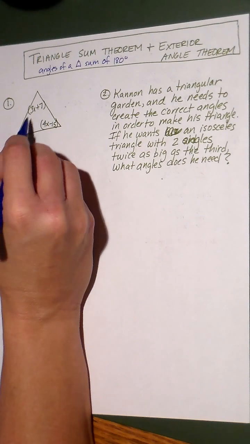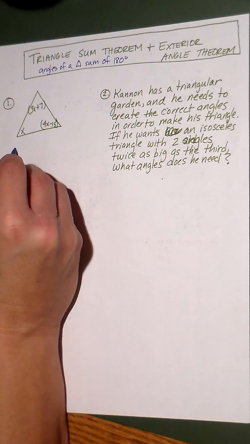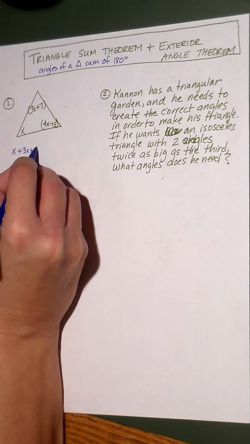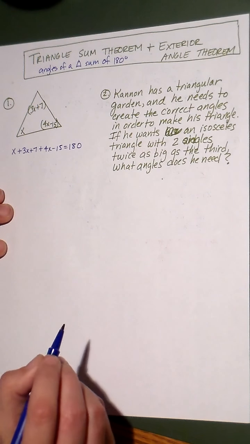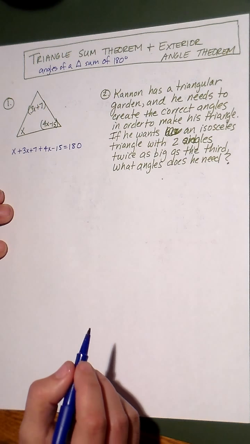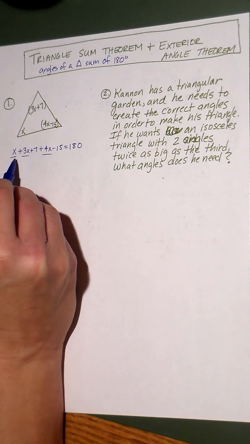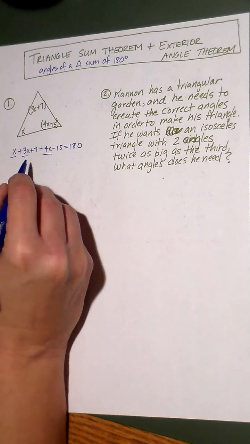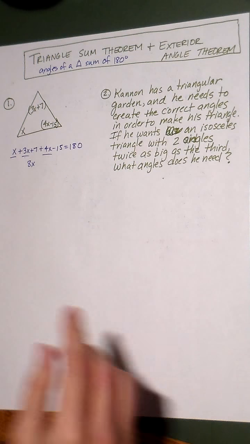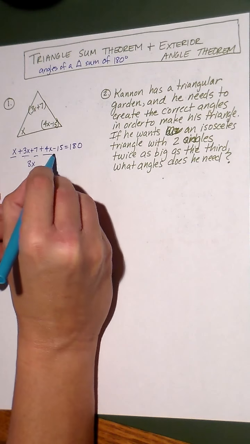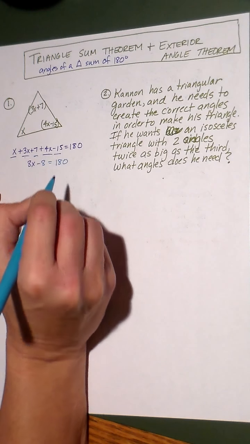So let's look at this one. I have x, 3x plus 7, and 4x minus 15. So x plus 3x plus 7 plus 4x minus 15 should equal 180 degrees. That's the way it works with the triangle sum theorem. So I'm going to simplify, combine like terms. I've got x plus 3x, which is 4x, plus 4x, which is 8x. And then I've got, we'll use a different color here just for visual, 7 and negative 15, which gives me negative 8. And that's equal to 180.